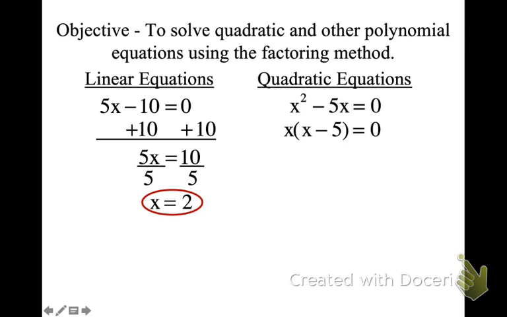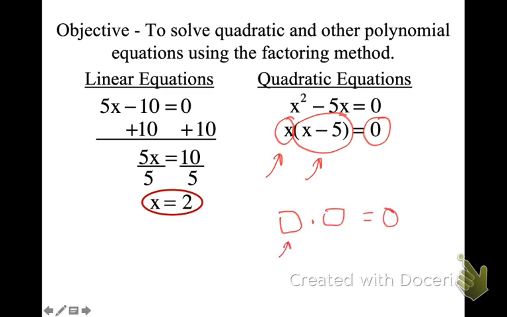Now, if factor 1 times factor 2 equals 0, then that means either this factor has to equal 0 or this factor has to equal 0, right? When I have a number times a number and we know that it equals 0, then one of those numbers has to equal 0 in order to get a 0.